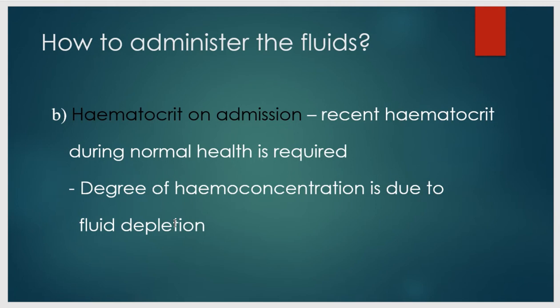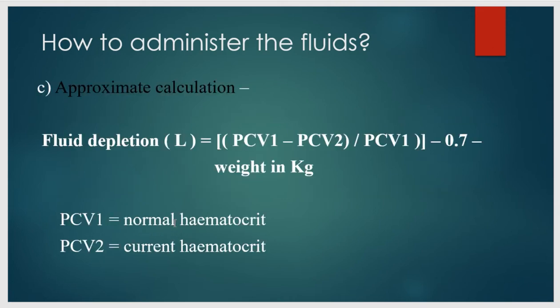Then hematocrit on admission. And finally, using this weight and hematocrit, we can calculate the fluid depletion. Here you can see L denotes fluid depletion, and PCV1 is the normal hematocrit. PCV2 is the current hematocrit of the patient. We subtract the current hematocrit from the normal hematocrit, and it should be divided by the normal hematocrit. Then it will become a ratio, right?